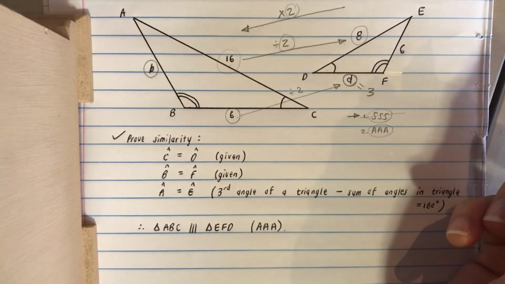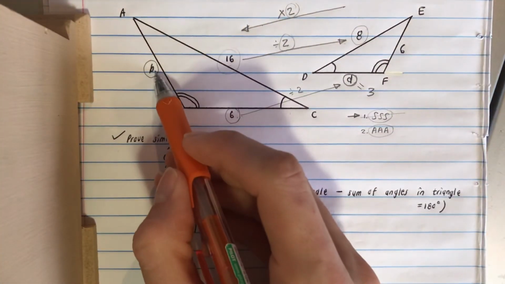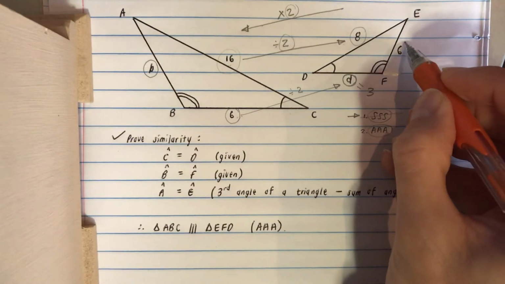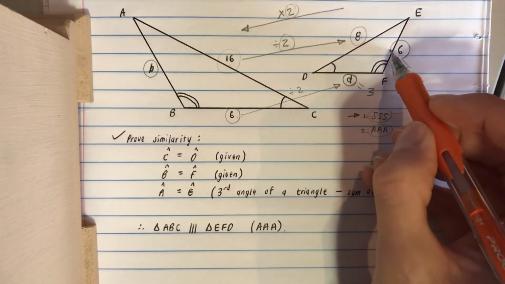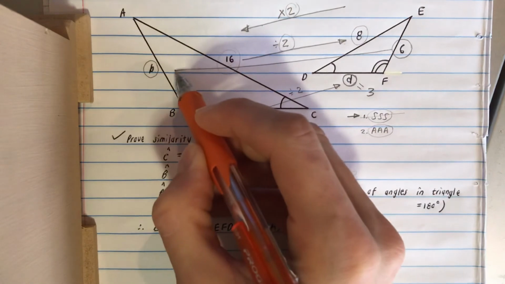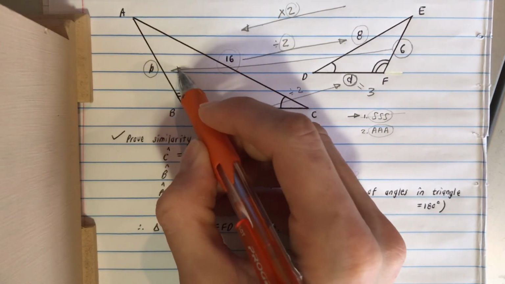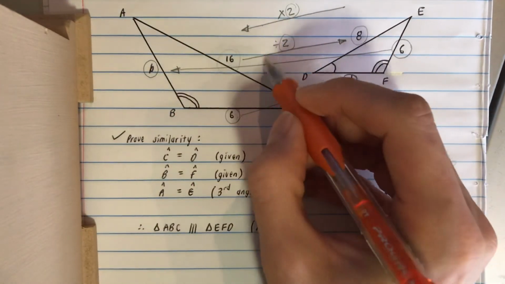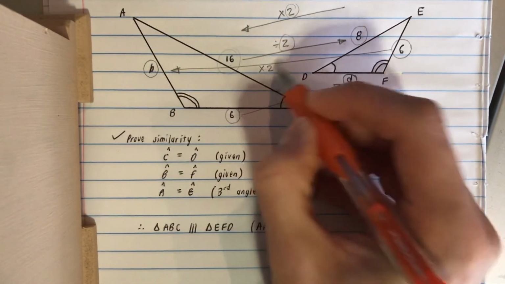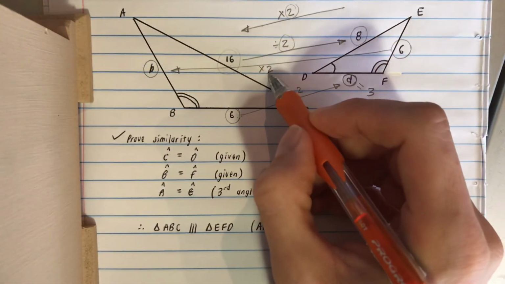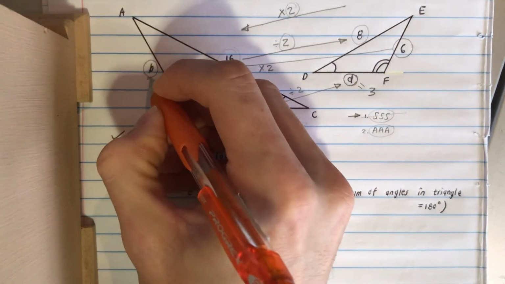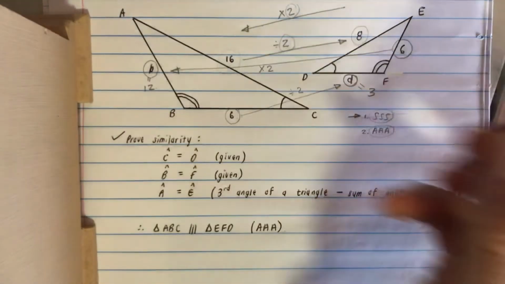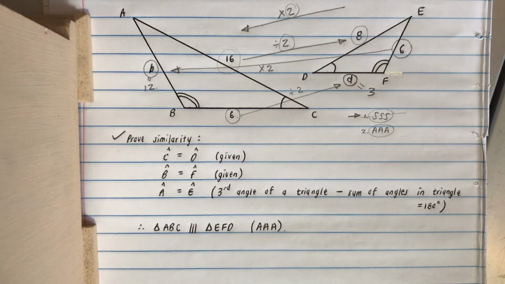Okay, and then we also need to calculate B, and the corresponding side is the 6. So to get from the 6 to the B, we're moving from the smaller to the bigger, so we need to multiply with 2. So it will be 6 multiplied with 2, that will give us 12. Okay, hope that makes sense, guys. Have fun.